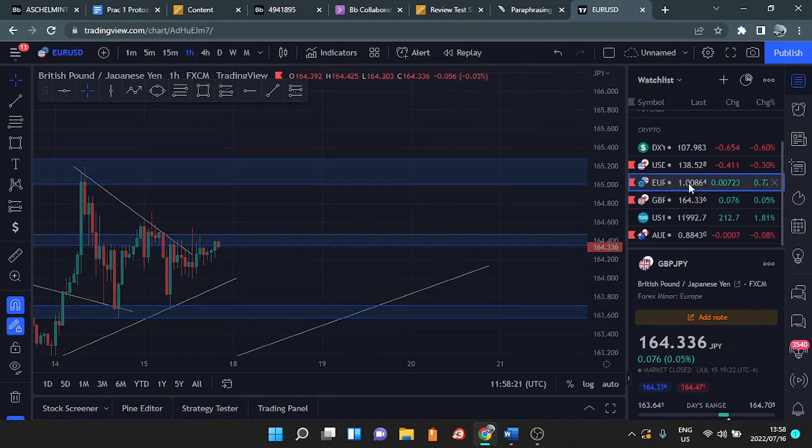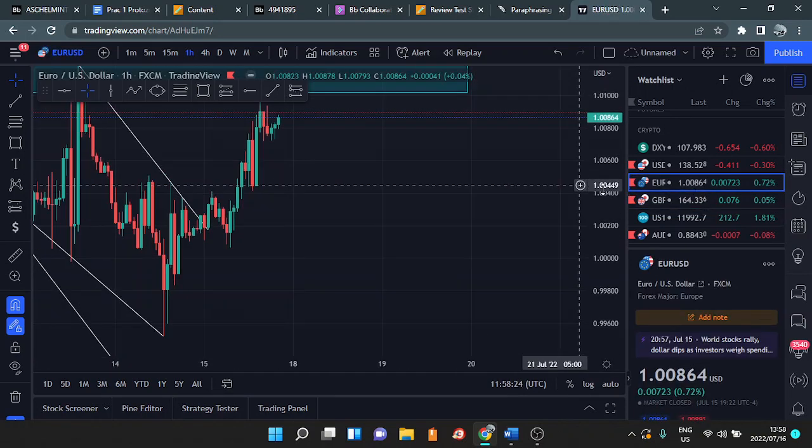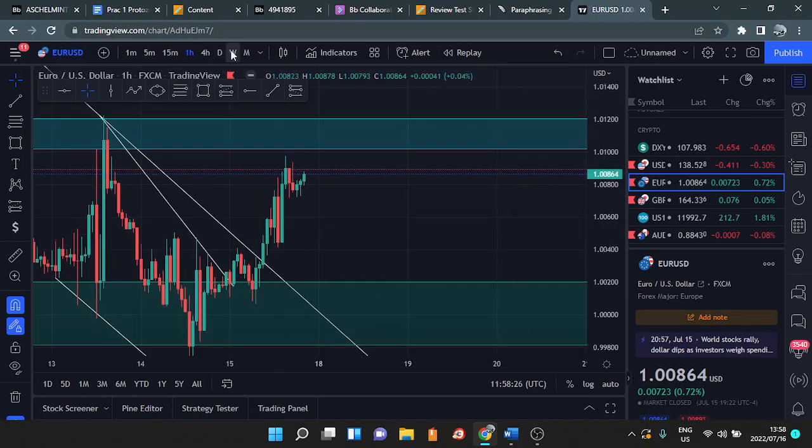Moving on to Euro USD, starting with the higher time frame.